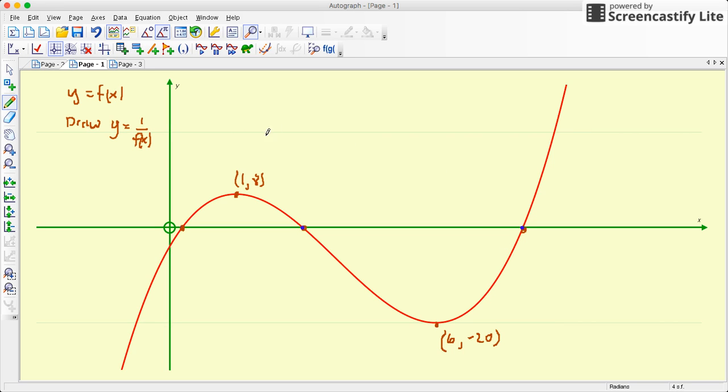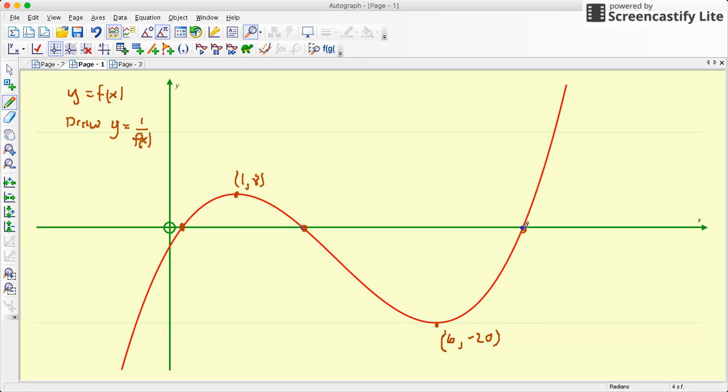This continues from the last video about reciprocals, so you should have watched the quadratic reciprocal. So I've got y equals f(x) drawn here, and I want to draw y equals 1 over f(x). Now I've given you a local maximum of (1, 8) and a local minimum of (6, -20) to help with this. And I haven't given you any values on the axes other than that.